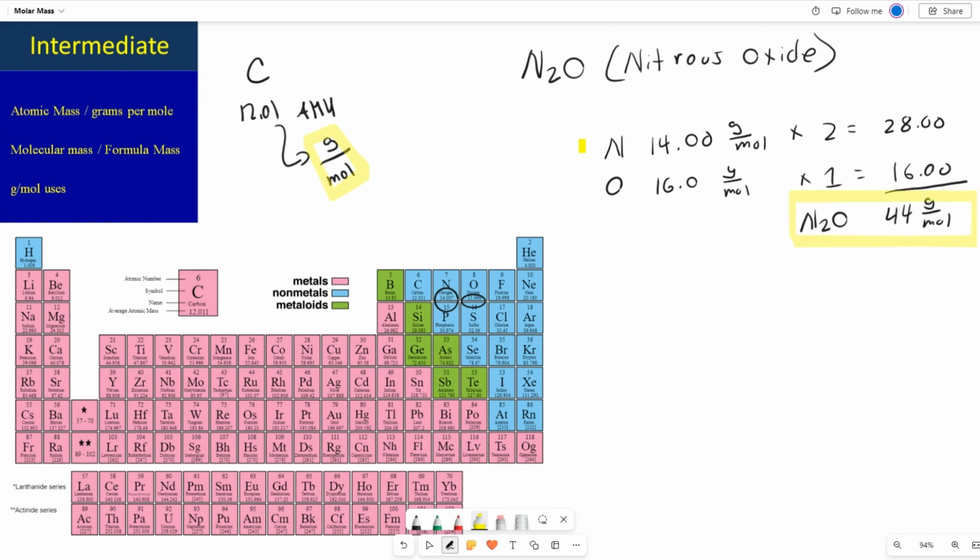So now you know that by just looking on the periodic table, you can determine the atomic masses in grams per mole or the formula masses in grams per mole for any element or molecule where you would need to convert it from grams into moles or moles into grams.